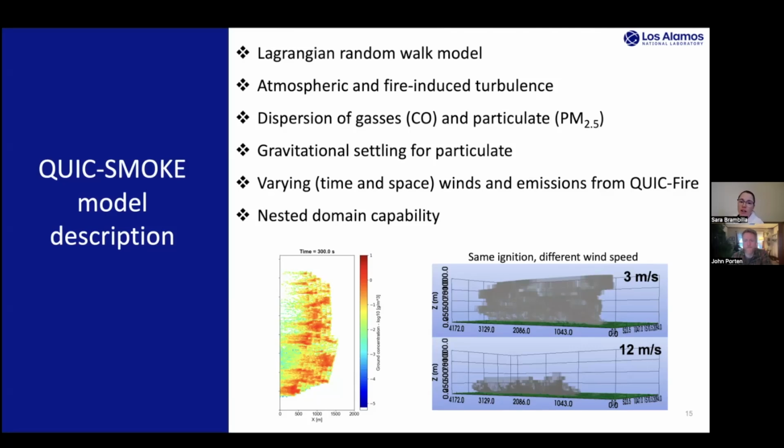This QUIC-SMOKE model is a Lagrangian random walk model, and it considers, of course, turbulence, which spreads out your emissions. And for particulate, it also considers gravitational settling, meaning that the particles tend to fall out of the sky, basically. And we can take in all the winds varying in time and space and emissions from QUIC-Fire. Those models were meant to be coupled together, and it has this nested domain capability I mentioned before.